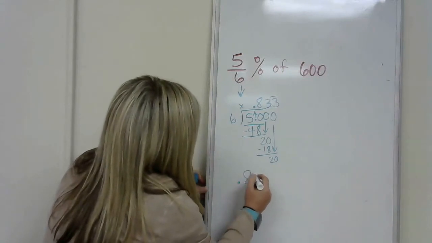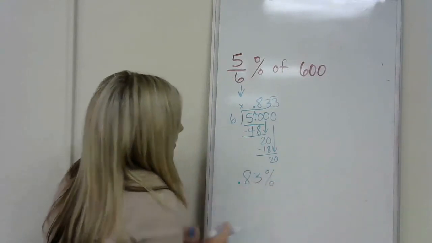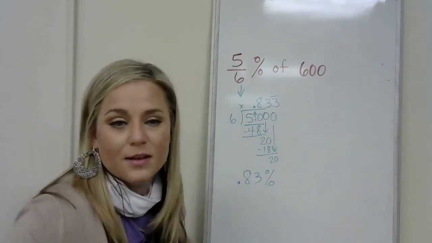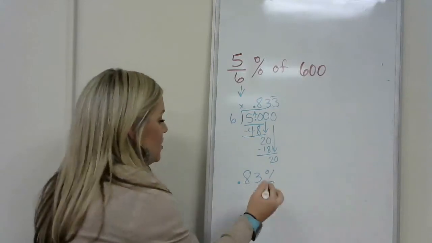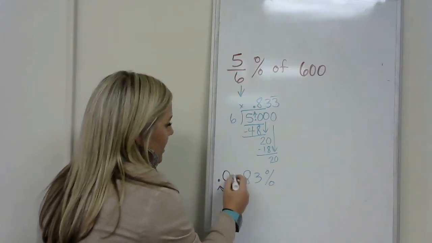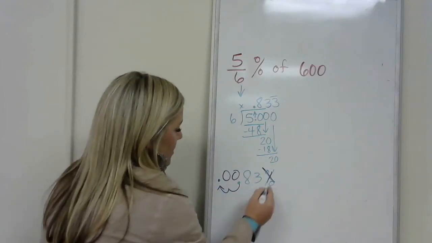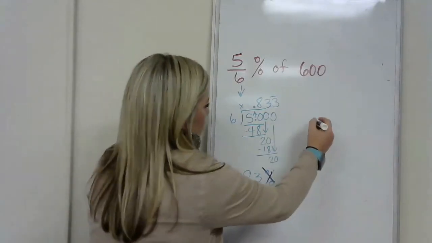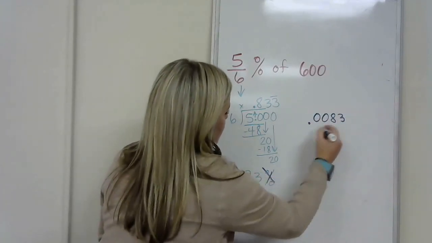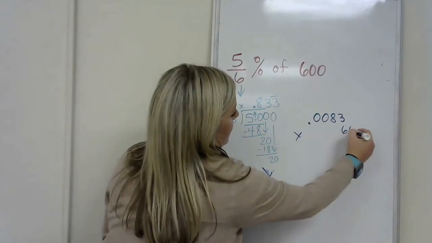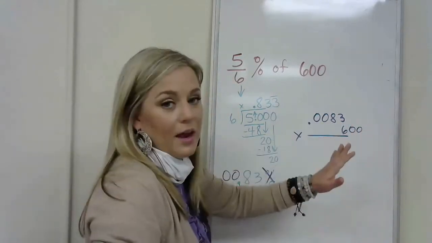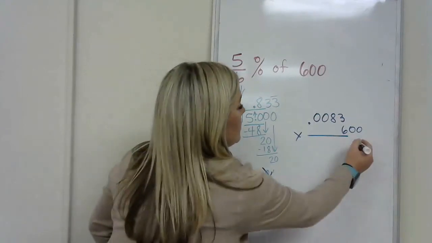Okay, so now we have 0.83%. All right, so we've got to, let me switch colors. We've got to move the decimal 2 places to the left. We're dividing by 100. And we're going to have 0.0083. And we're going to multiply that by 600. And I'm going to leave these zeros hanging off because I can do that because I only have one whole number. And it just skips some steps.